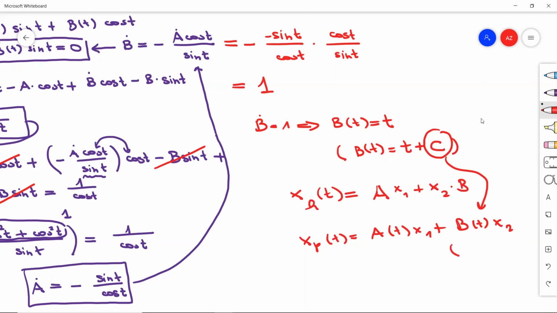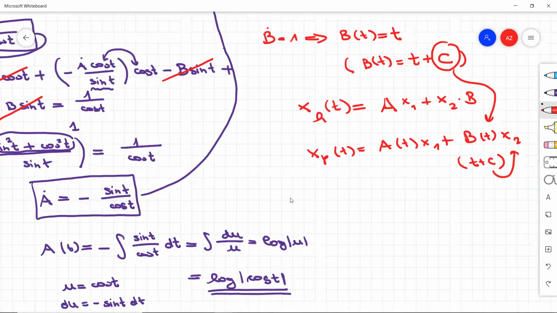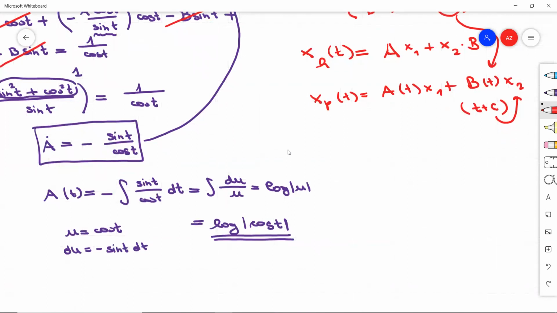So if we have here t plus c, this c x2 will be in fact a part of the solution of the homogeneous part. So we really need only one particular solution. It really doesn't matter which one we take, because every constant part will be a part of the homogeneous solution and will be determined after we plug in initial conditions. That's why when I do indefinite integration, I can just forget about the constants. Also here, I just forgot about the constant when I computed a.